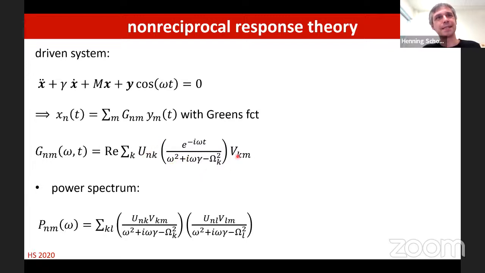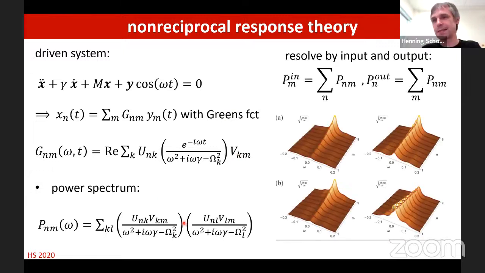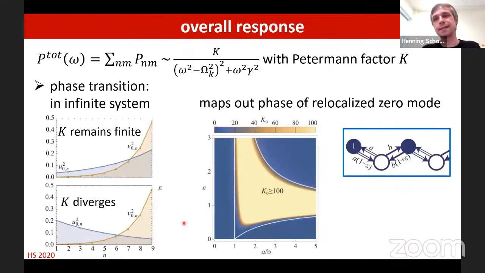So you encounter these states. And you can work out the power spectrum, and you will see that it maps out the right and the left eigenstates as a function of frequency and resonator positions. And what you also will see is that there is a phase transition happening, and this is related to the Petermann factor, which also exactly appears in the setting.